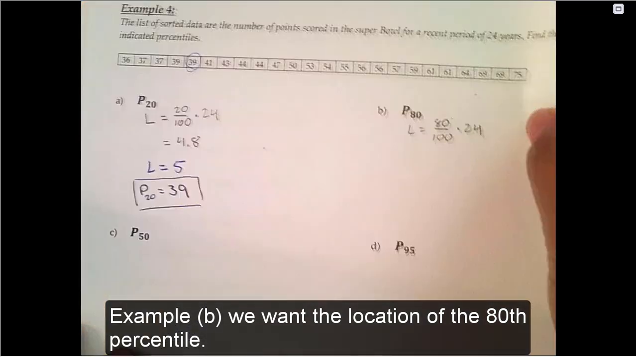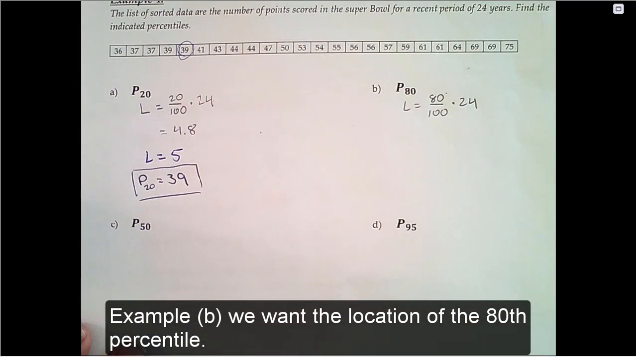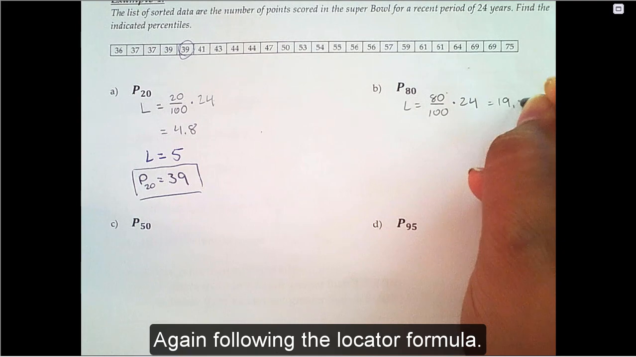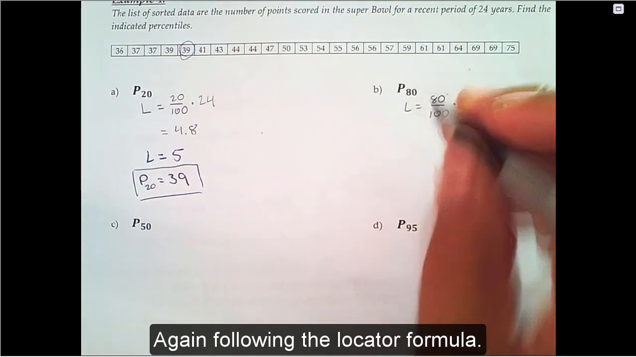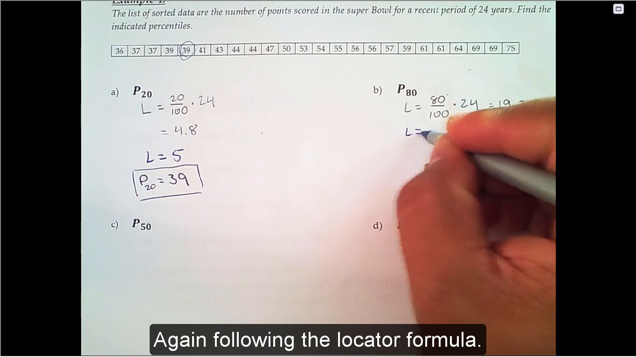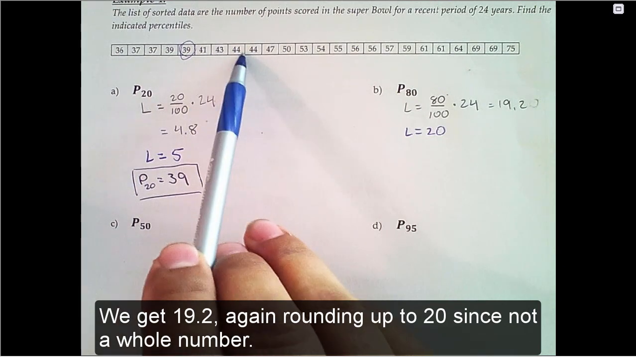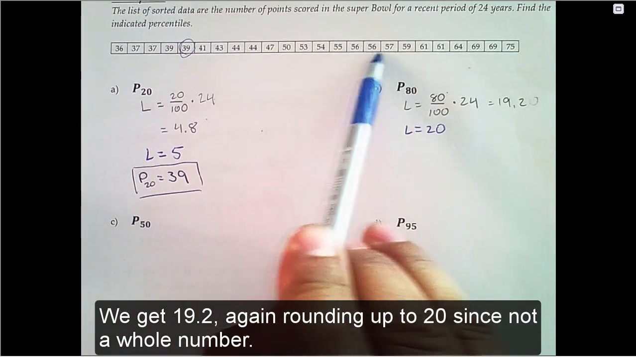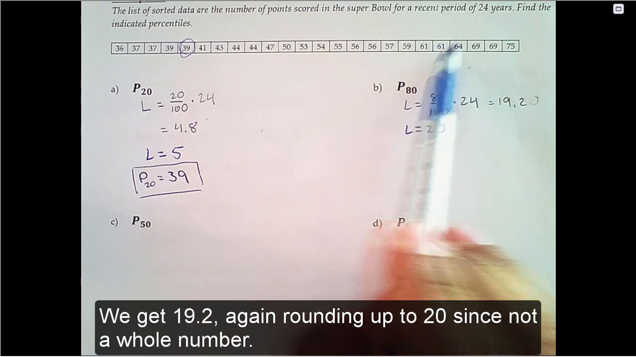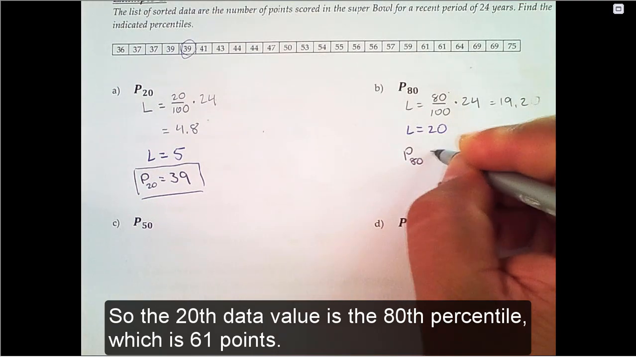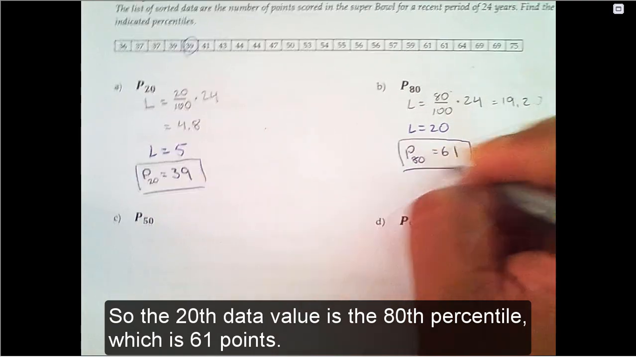Example B, we want the location of the 80th percentile. Again, following the locator formula, we get 19.2, again rounding up to 20 since not a whole number. So the 20th data value is the 80th percentile, which is 61 points.